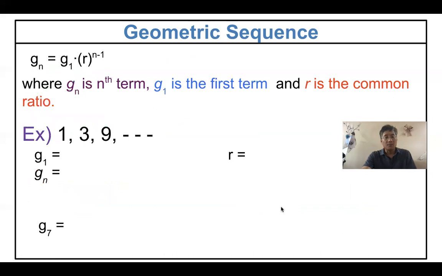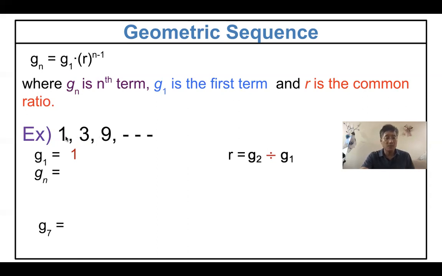So let's see with the example. 1, 3, 9. What is the first term? 1. What is the Gn, which is the explicit formula? And r is, you know, 3, right? The common ratio. How do you get r? If you just look, you know there is a 3. But sometimes if it is confusing, you should do this: G2 divided by G1, or G3 divided by G2. It will always be the same. Any term divided by the term before it, then you will get r.